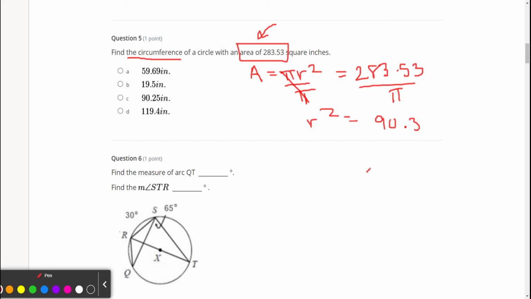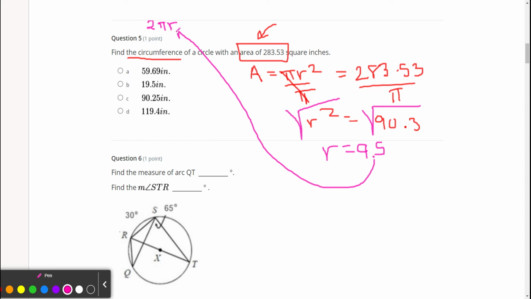And then what? So then we square root it. What's the square root of 90.3? What is that? 15? It's not 15. 9 point. Okay. Now if R is 9.5, circumference is 2 pi R. So if you're given the area, you need to find the radius. And then once you find the radius, you need to plug it back in to find circumference.